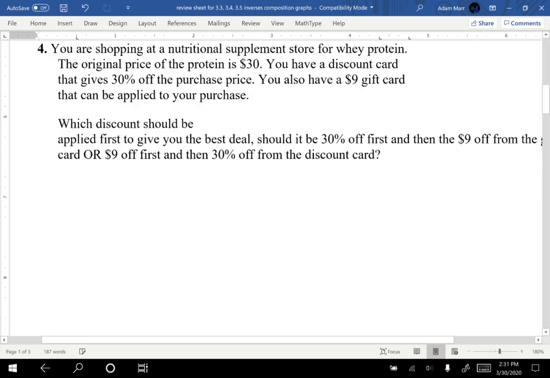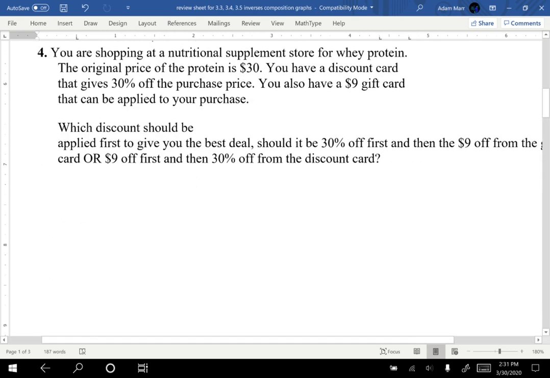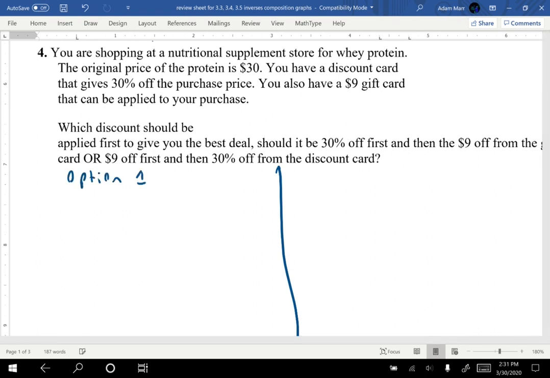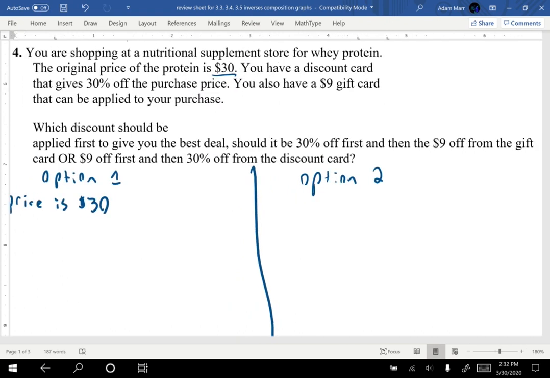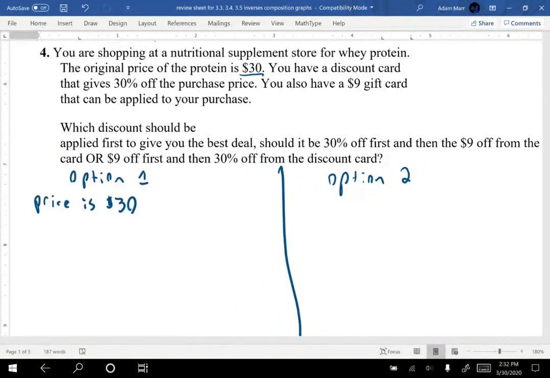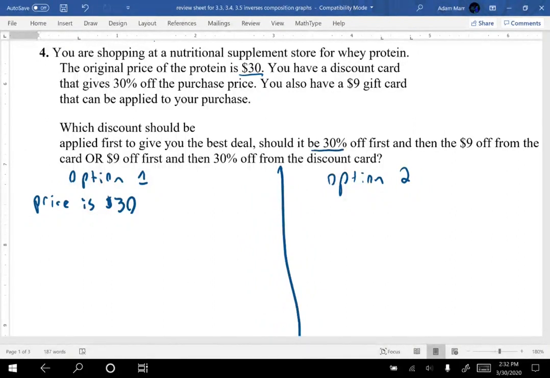Let's take a look at the next one. Some people were having issues with the word problem. Basically, there are two different options for this word problem. It says the original price is $30. You can first apply 30% off and then use your gift card for $9 off, which is option 1.